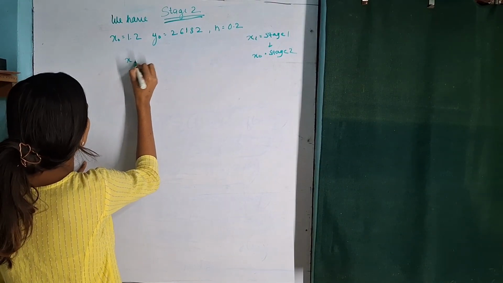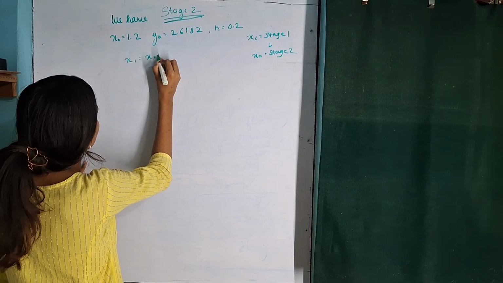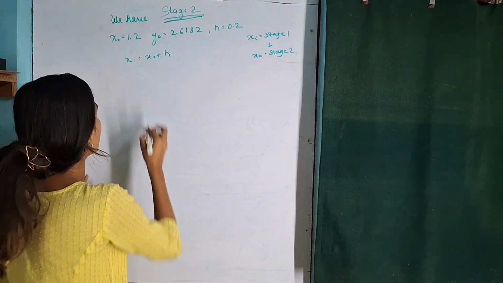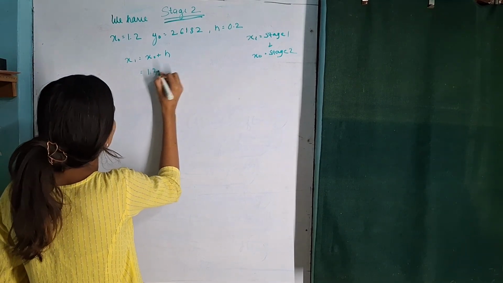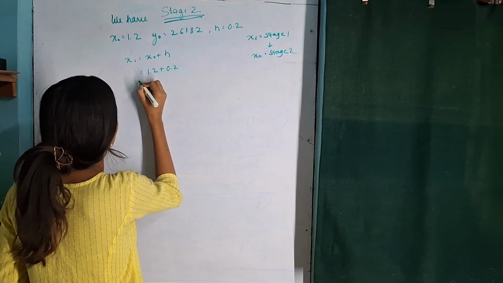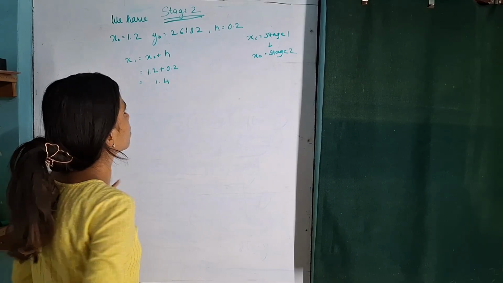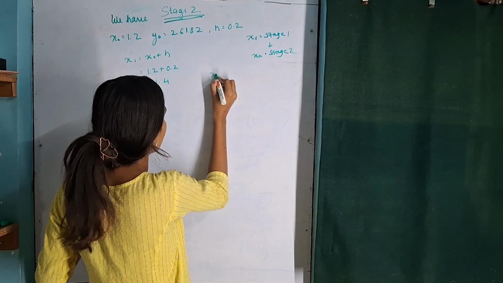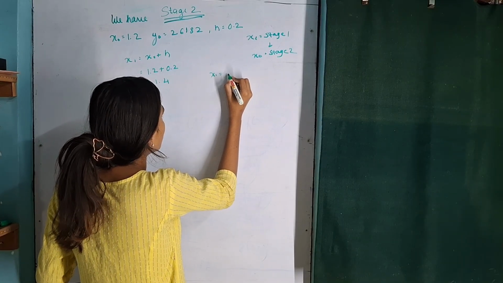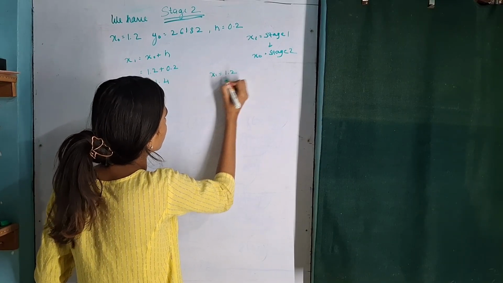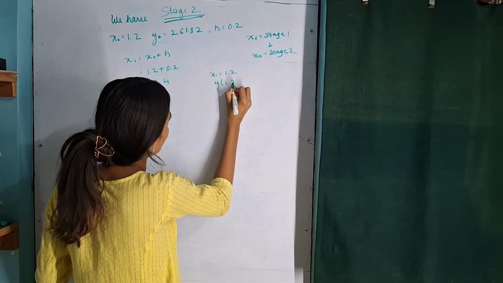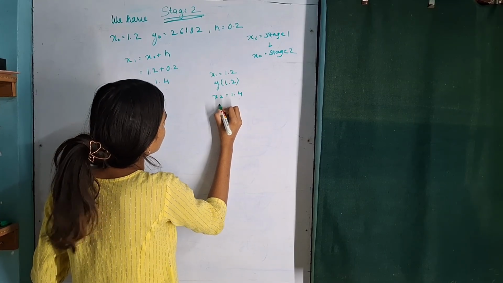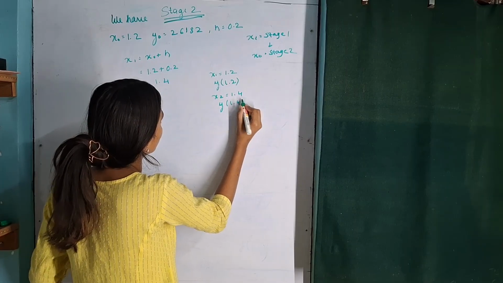Now first, what are you going to do? First you are going to get x1. And what is the formula for x1? x naught plus h. x naught is 1.2, h is 0.2. So your x1 is 1.4. See, here it came, now 1.4. Whatever your x1 is, first x1 was 1.2, and you got the value for y of 1.2. Now your x1 is 1.4, so you will get the value for 1.4.